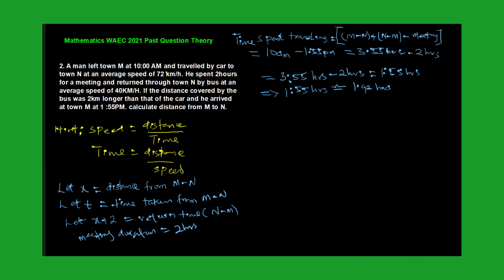Hello, welcome back to question 2 on theory. Theory mathematics past question 2021. The question is: a man left town M at 10 a.m. and traveled by car to town N at an average speed of 72 km per hour. He spent 2 hours for a meeting and returned through town N by bus at an average speed of 40 km per hour. The distance covered by the bus was 2 km longer than that of the car, and he arrived at town M at 1:55 p.m. Calculate the distance from M to N.